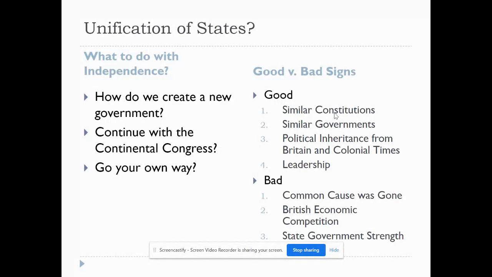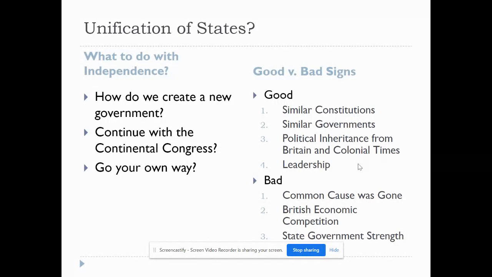It helps that Adams, and quite honestly, John Adams does a great deal in assuring unification of these states, because when he writes the Constitution that is emulated by multiple states, if you have similar constitutions, then you have similar ideologies, you have similar principles, you have similar goals. So it does go a long way to creating similar governments, and by extension, a unification of purpose.